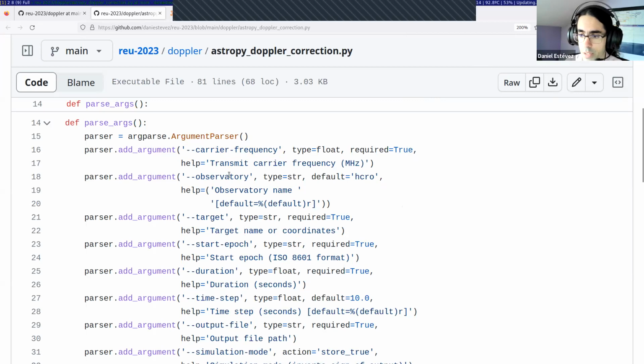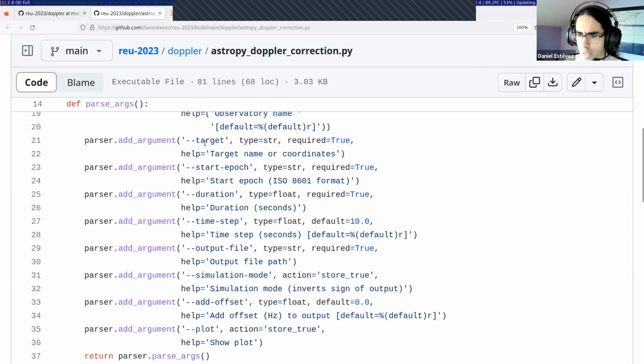Observatory, which is the name of the observatory. We can use any of the observatories which are known by AstroPy. And then target, which is the target we want to observe, or the target for which we want to compute the Doppler. For the target, we can use either a target name, such as the name of a star. I think I used Vega in one of the examples. Or we can also use right ascension and declination coordinates. We will see how to do that.